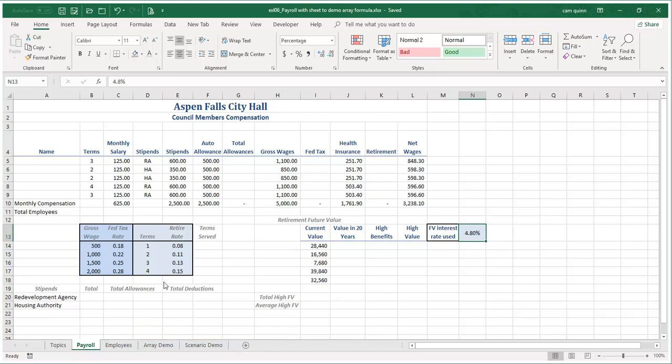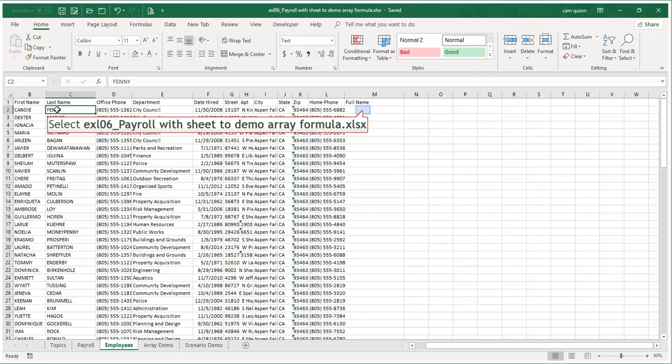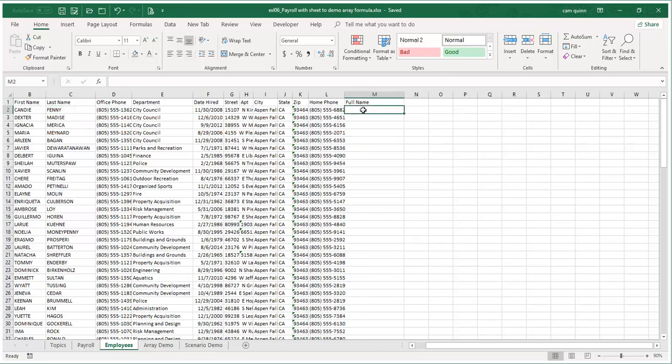So we're going to start in the employees table. What we have here is a list of all the employees in the organization. They've got their first name, their last name, office, phone number, department, hire date, and so forth. The very first thing we're going to do is calculate their full name. So I have their first name in B2, their last name in C2, and what we want to have in M2 is their full name. So here we want it to show Candy Ferry.